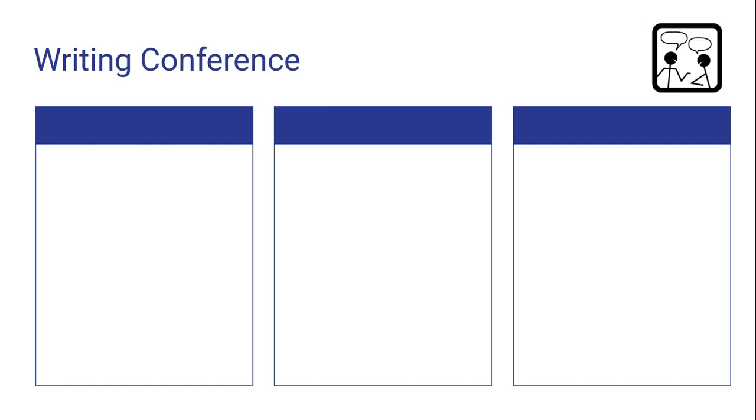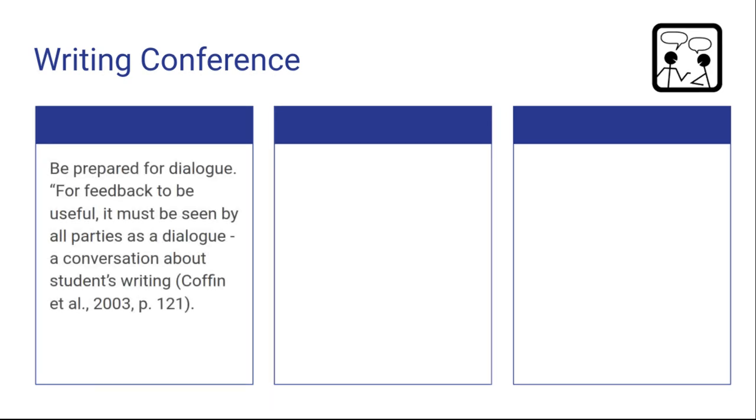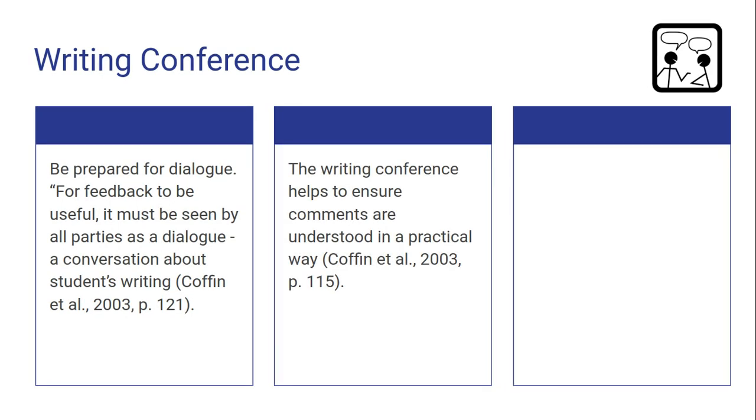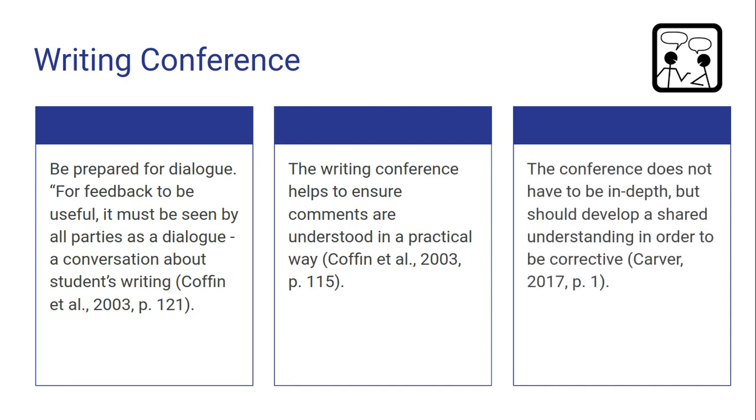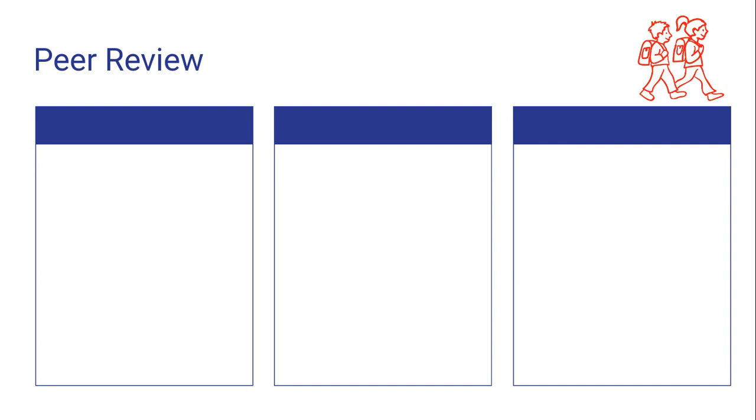So the writing conference is really where you're getting that dialogue going, right? Come into the writing conference prepared for dialogue. For feedback to be useful, it must be seen by all parties as a dialogue, a conversation about students' writing. The writing conference helps to ensure comments are understood so that they can be put into action. The conference does not have to be in depth, but should develop a shared understanding in order to be corrective. Remember, we want the student to be able to use the comments and to put them into action.